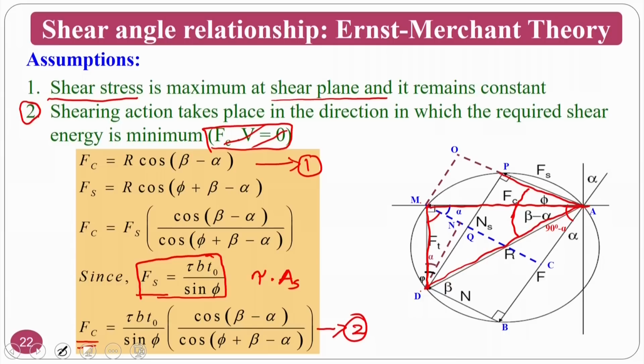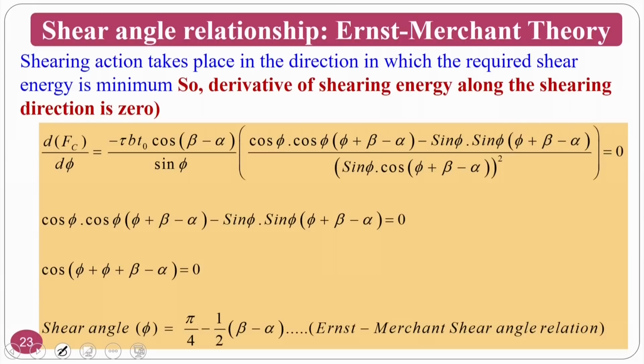As from assumption number 2, the shearing action takes place in the direction in which the required shearing energy is minimum, okay. So the derivative of shearing energy along the shearing direction should be 0. That means the derivative of Fc with respect to the shearing angle should be 0, okay. If you do the derivation of this, you will get a big equation, which we set equal to 0.